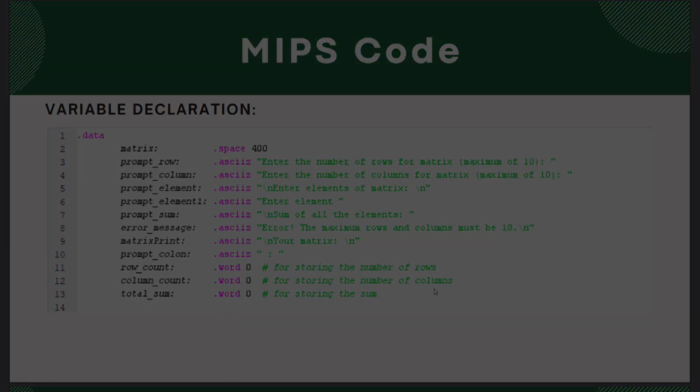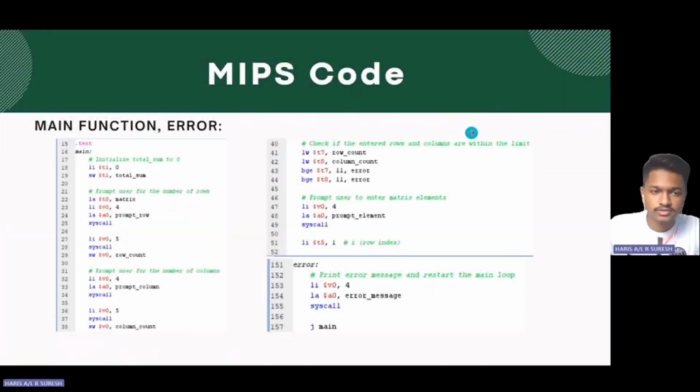Thank you. Hello, I'm Haris. So today I'm going to explain about the main function and error. Under .text we have a label called main function. First thing, we are going to initialize total sum to 0. So we load immediate 0 to $t1, and then we store it inside total sum.